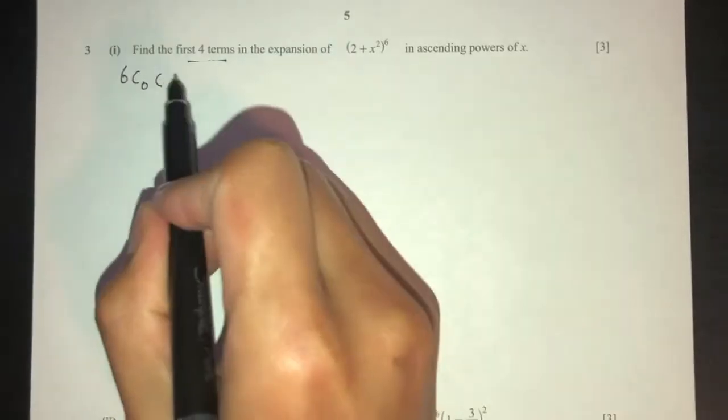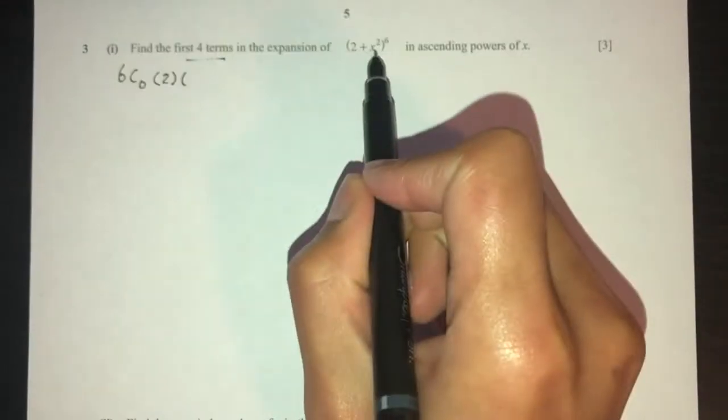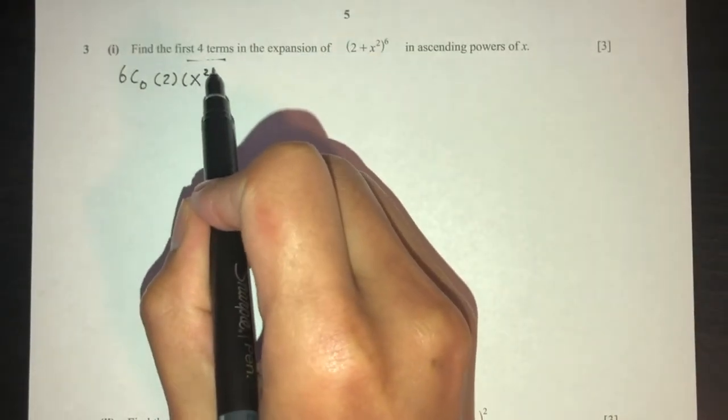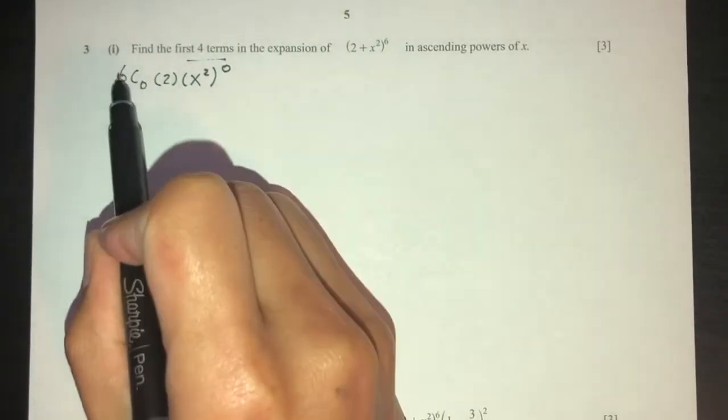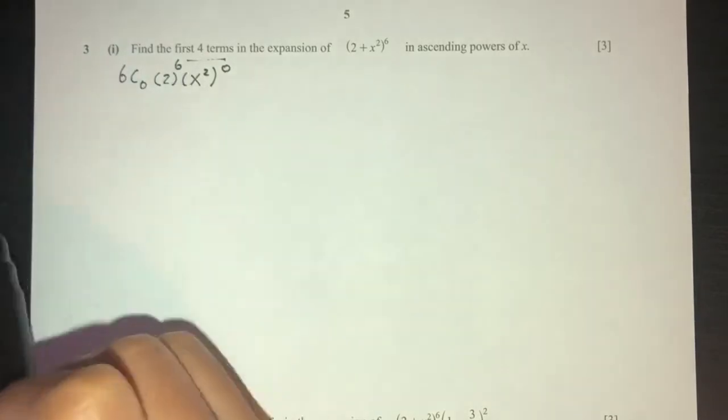Then we have 2 here, write 2. And we have x squared, we write x squared. Okay, so 0 will go to 0 here, and 6 minus 0 is 6. 6 will become this. So this is your first term. Same way, go ahead.